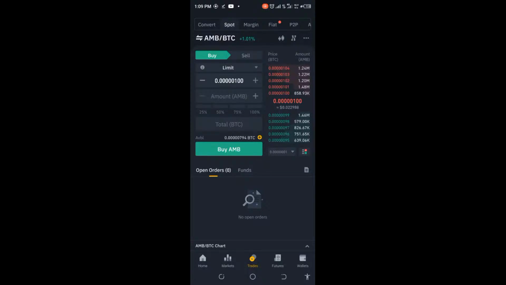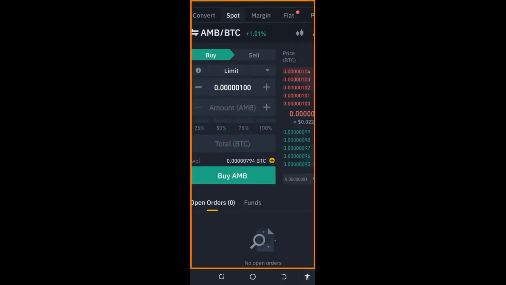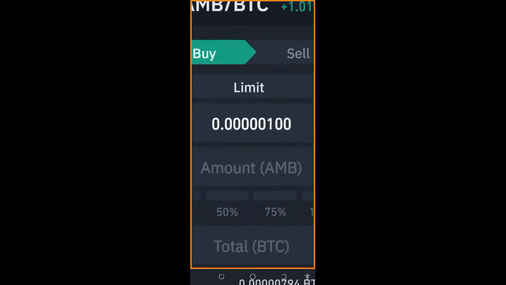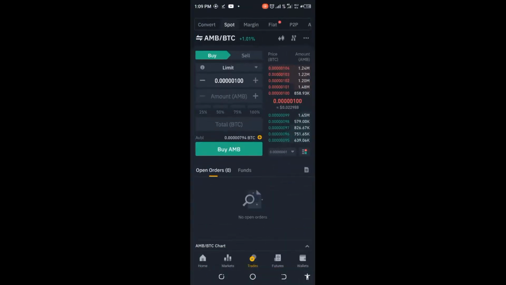Binance and KuCoin. I think those are my favorites. Okay, so let's go ahead and see what we have here. So this is currently the price. As you can see, it's 0.00001. That's 5 zeros, then 1.